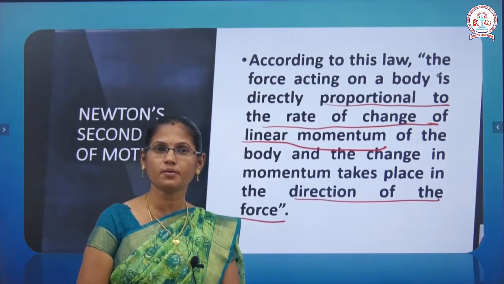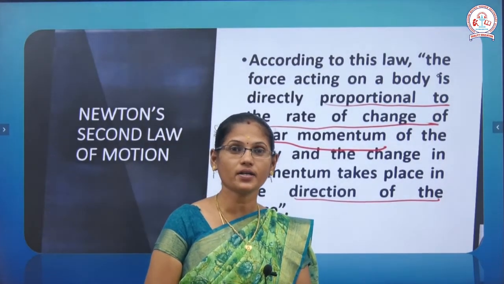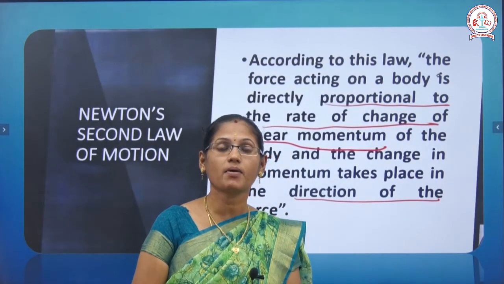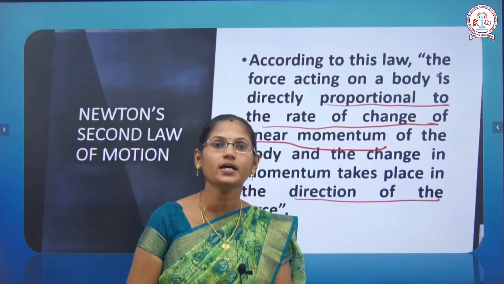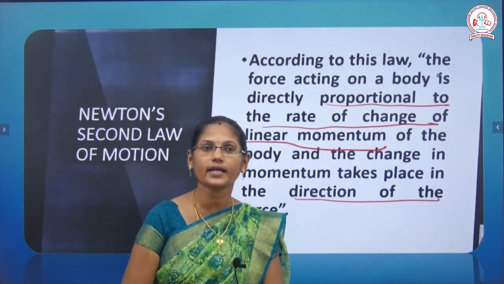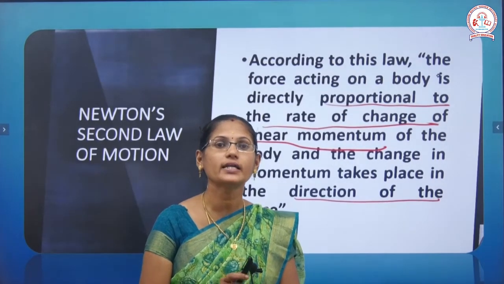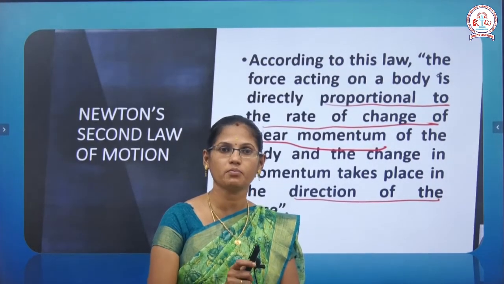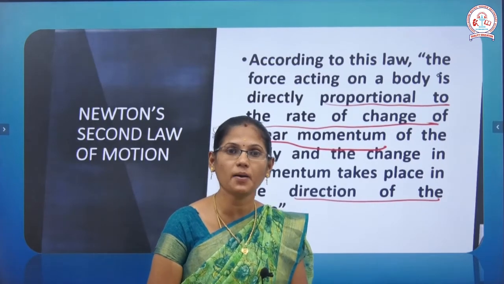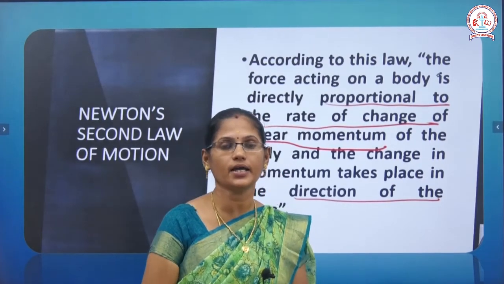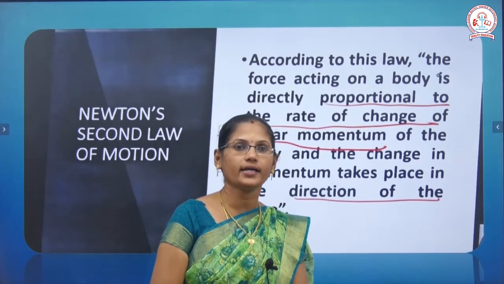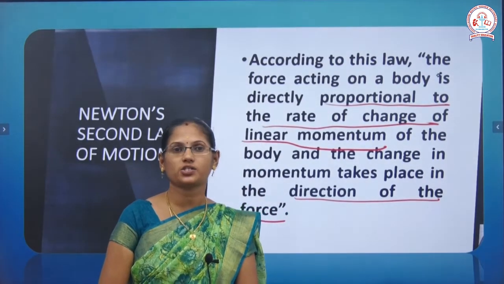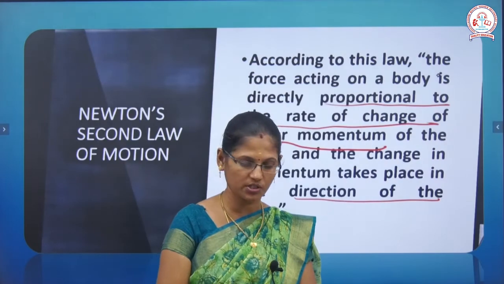Okay, what is linear momentum? Linear momentum is nothing but mass and velocity. It is the product of mass and velocity. So Newton's second law of motion is related to linear momentum. Linear momentum P is equal to mv. Change in linear momentum is denoted as delta P. Next we will start the derivation of Newton's second law of motion.